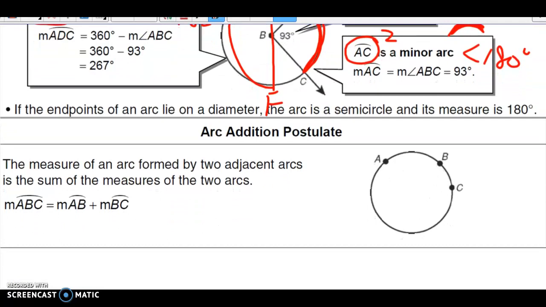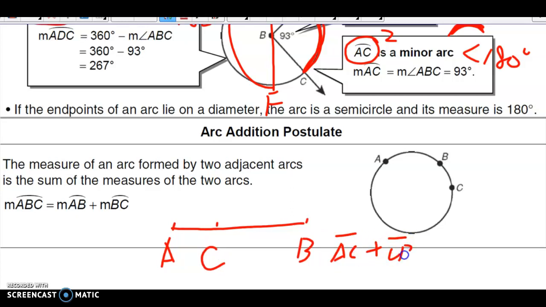Okay, so next, I just want to introduce the addition postulates. As we learned the segment addition postulate, for example, we have a segment. This is A, B, and C is somewhere here. Then we have segment AC plus segment CB equals segment AB, right? So this one plus this one equals the whole thing.